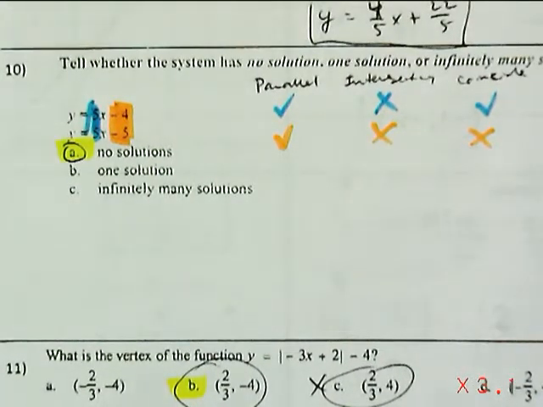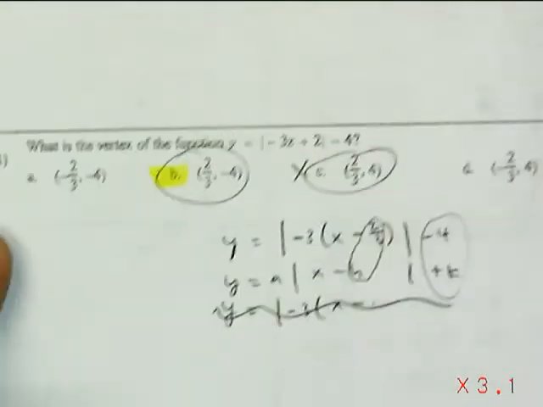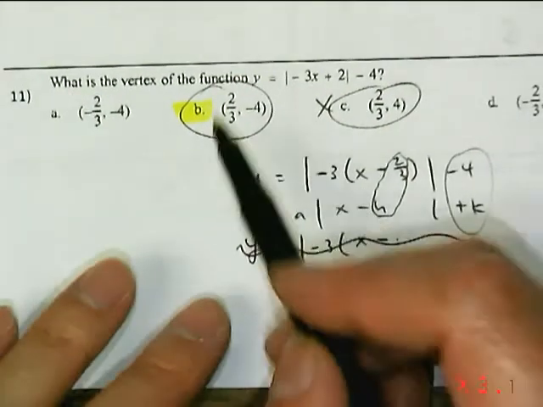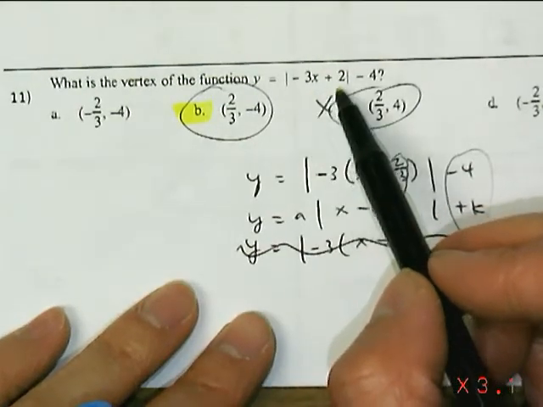Question number 11. What is the vertex of the function y equals absolute value of negative 3x plus 2 minus 4?